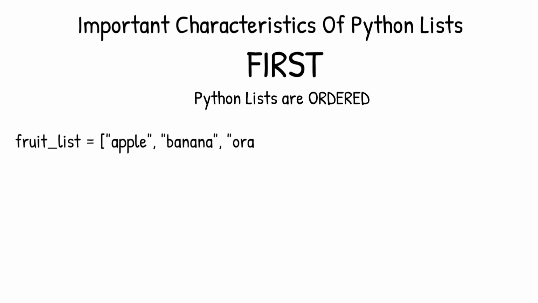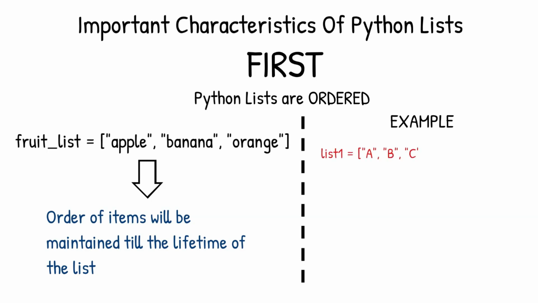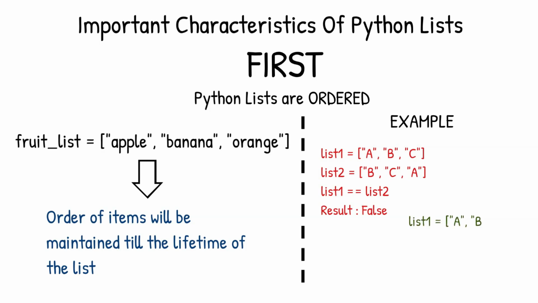It means that the order with which a Python list was created will be maintained throughout the lifetime of that list. For example, if we have two lists with the same items, but the orders are different, then the Python interpreter will return false if they are compared with an equal comparison operator. This is because the order of the items is not the same. But if two lists have the same items and in the same order, then it will return true.